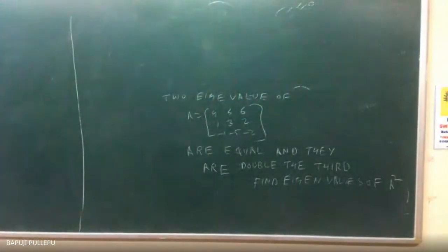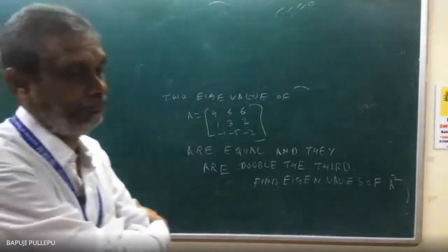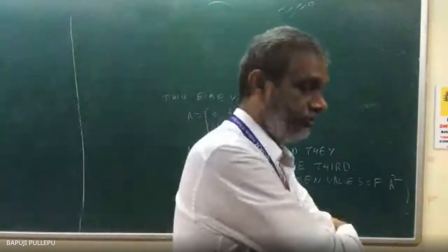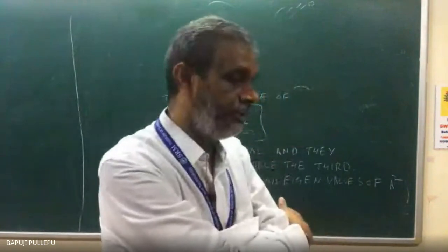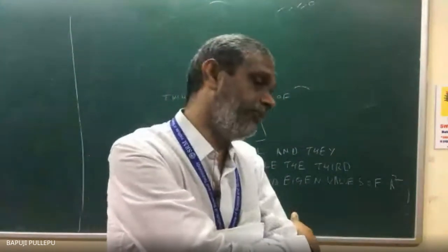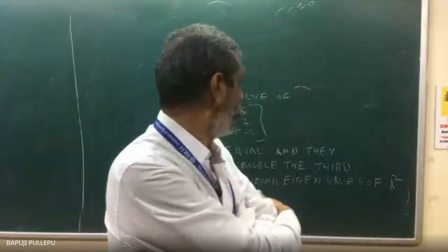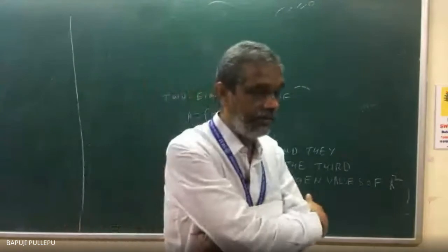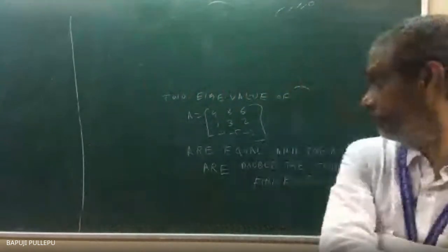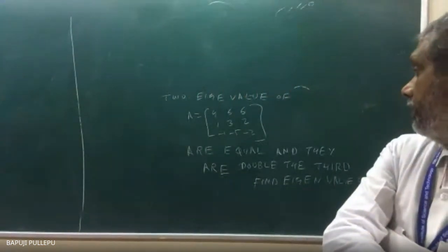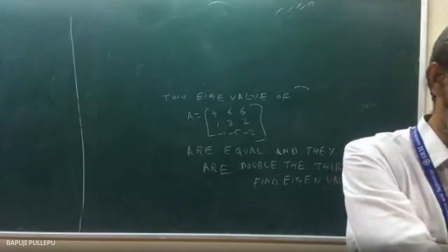Now see, very good problem. Two eigenvalues of A are equal and they are double the third. Find the eigenvalues of A square. How will you do it? First of all, you should find the eigenvalues of A. Then if you know A, you can do A square. But to find A, one condition is given: two are equal and they are double the third eigenvalue.